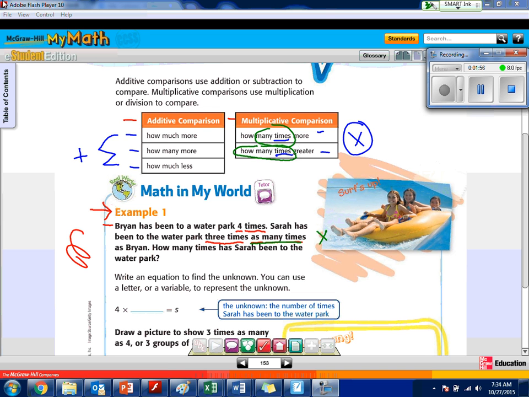Now what we can do is take the numbers that we've identified. We found 4. Brian's been there 4 times. Sarah has been there 3 times as many as. So that means we're going to be multiplying. So now we have 4 times 3. Of course, that equals 12. So we know Sarah has been there 12 times.